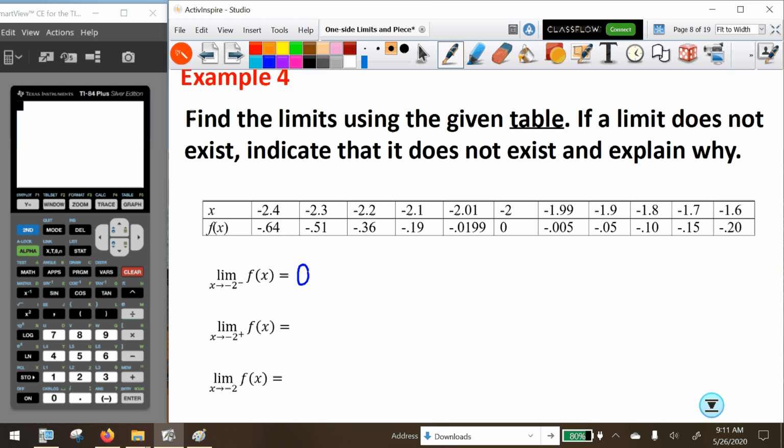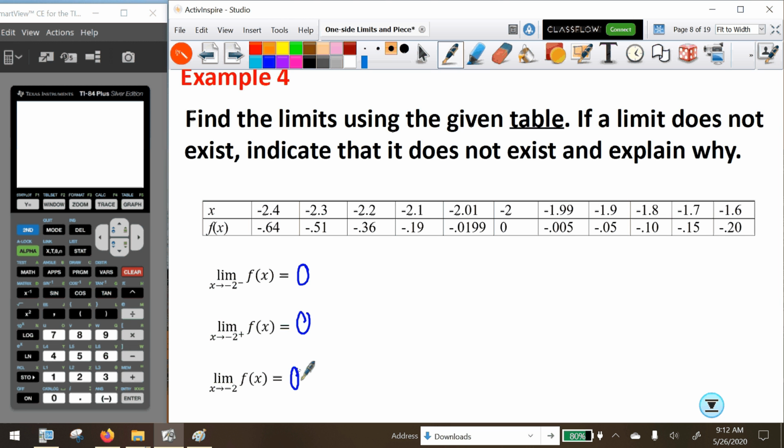And as x approaches negative 2 from the right side of negative 2, from the values greater than negative 2, negative 1.6, negative 1.7, negative 1.8, negative 1.9, negative 1.99. We're getting closer and closer to negative 2. The y values, negative 0.2, negative 0.15, negative 0.1, negative 0.05, negative 0.005, the y values are getting closer and closer to 0. So in this case, since the left hand and right hand limits both approach the same number, we say that the limit of the function f of x as x approaches negative 2 does exist and it's equal to 0.